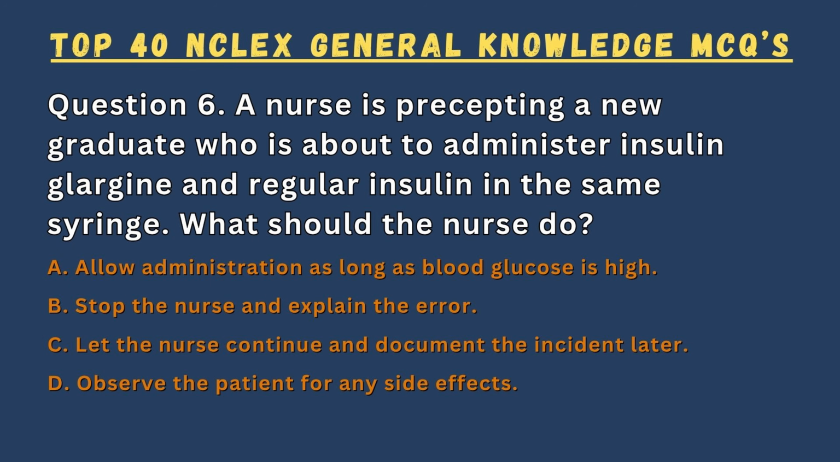Question 6. A nurse is precepting a new graduate who is about to administer insulin glargine and regular insulin in the same syringe. What should the nurse do? A. Allow administration as long as blood glucose is high. B. Stop the nurse and explain the error. C. Let the nurse continue and document the incident later. D. Observe the patient for any side effects.